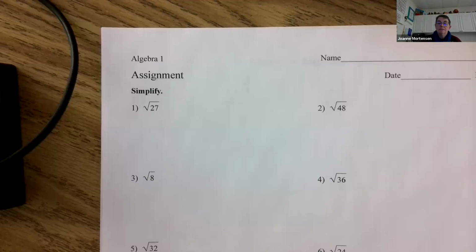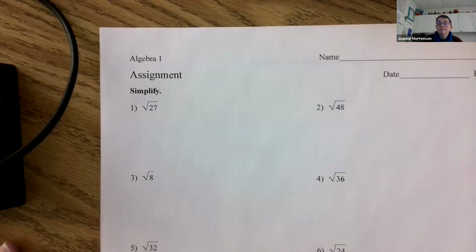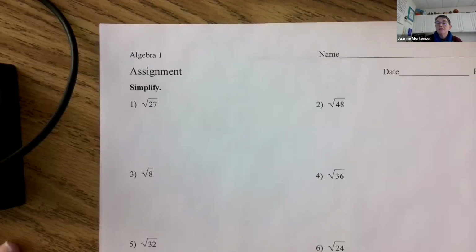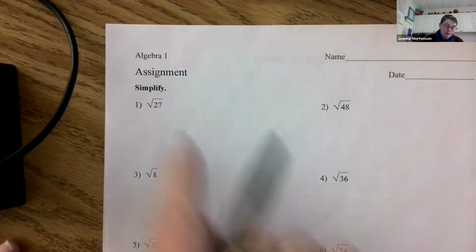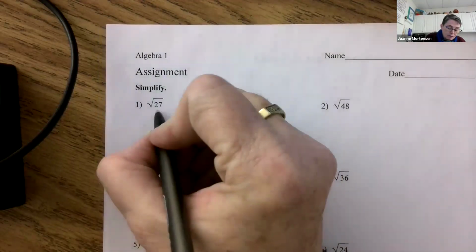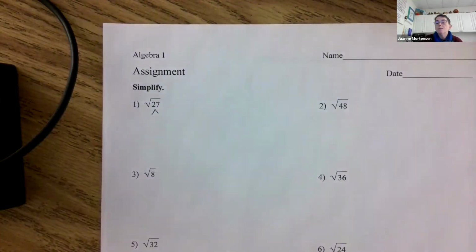So here we go. The trick with these is simply to start with treeing them out. That's to me why prime factorization, treeing stuff out, is so powerful. All right, so 27 is where I'm going to start. I want the square root of 27. So I need to figure out what two numbers multiplied together give me 27.